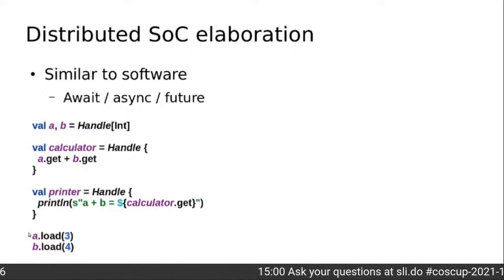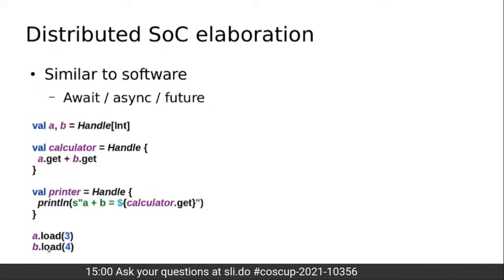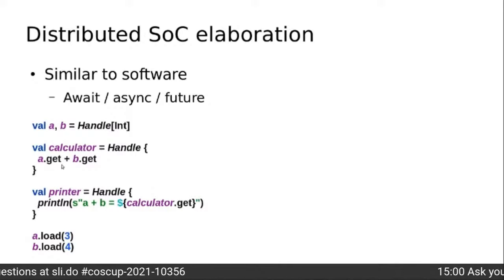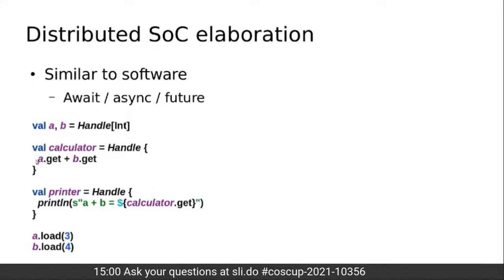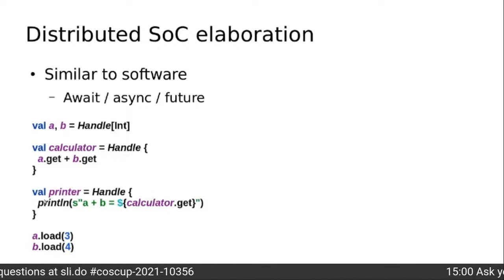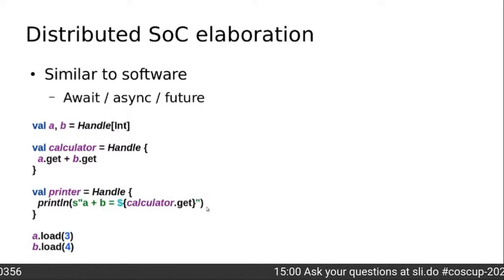And finally, at the end of all of this, we will load A and B handles with values, which will unlock this handle. It will allow it to calculate A plus B, which will be loaded into the handle calculator, which will then unlock this handle, which will finally print the result of A plus B. So it's a really stupid example, but that's really the concept.